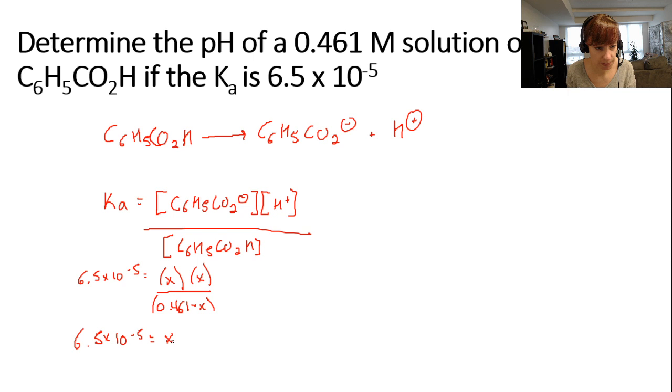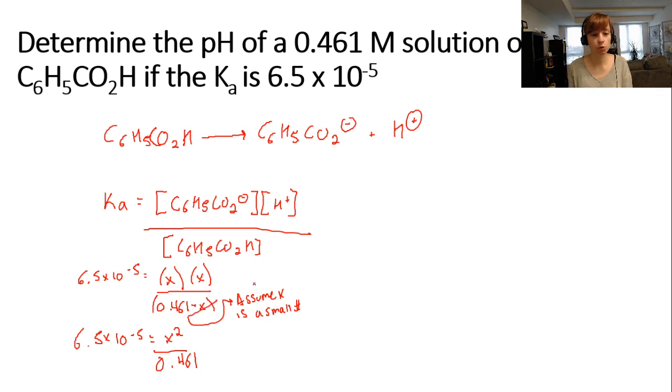So this becomes X squared. Now in this case, we are assuming X is a small number, so you can make that assumption in this case. So we're going to assume that it is 0.461. We're eliminating the X because it's so small it won't even change the number. So taking this, and we're just going to solve for X, we're going to end up with 0.004547.